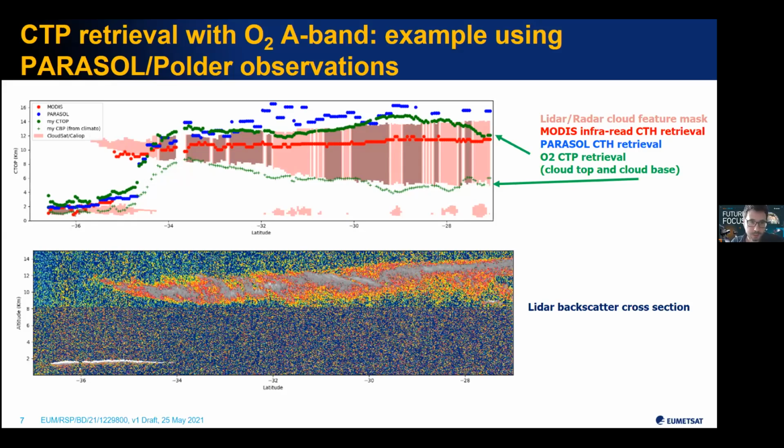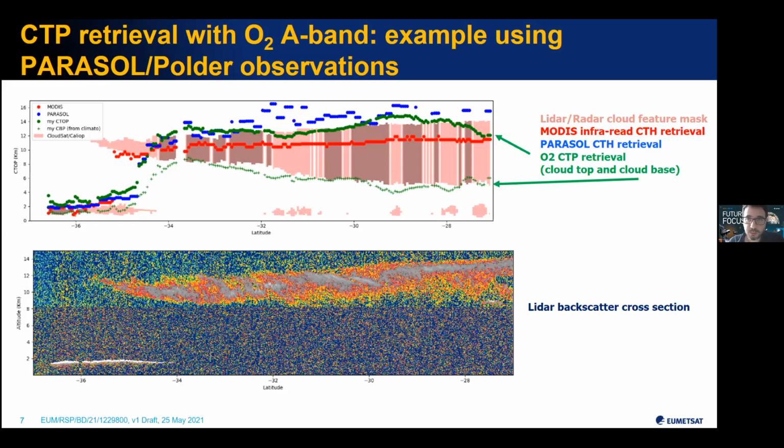And we see in this case a high cloud, relatively thick, covers almost all of the scene, and on the left-hand side we see a low cloud underneath this ice cloud. On the top we see the retrieval. In green is this retrieval with the oxygen band, and in red is the MODIS retrieval for the same scene, and in blue is the operational retrieval with the POLDER Parasol. We can see they all compare fairly well.